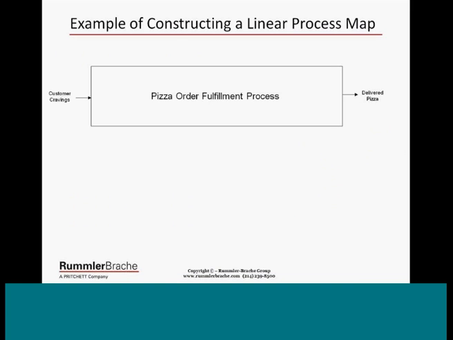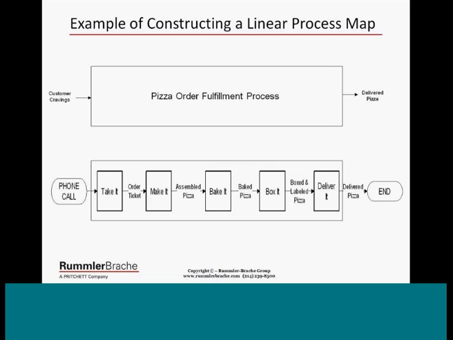So here's the example. Start with something everybody knows, customer cravings. Pizza order fulfillment process. You've got a trigger of say a customer craving, or probably more realistically a phone call, and then you have a delivered pizza at the end. What you would want to do is decide what the sub-processes were. So in this example, the team has decided, well, we take the order, we then assemble the pizza or make it, we bake it, we put it in a box and add some stuff to that, and then we deliver it to the customer. And now that they've agreed on that, developing the linear map is very straightforward.